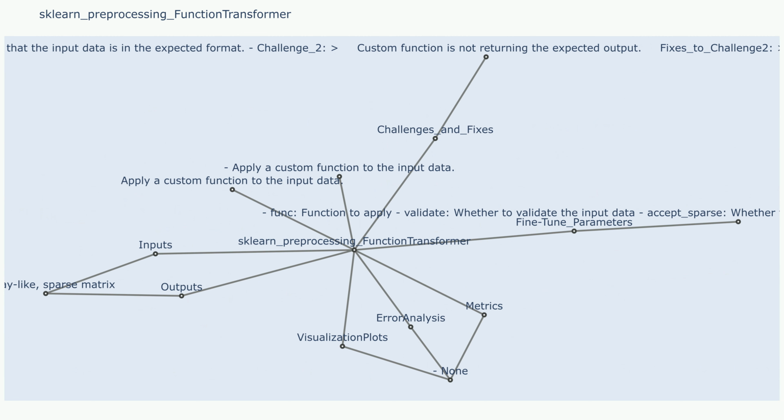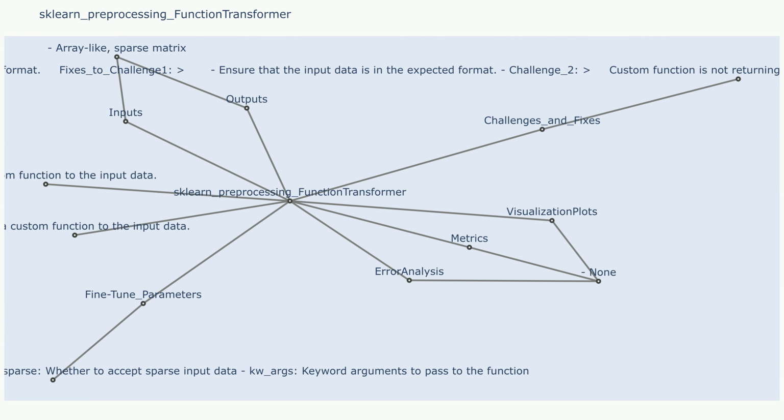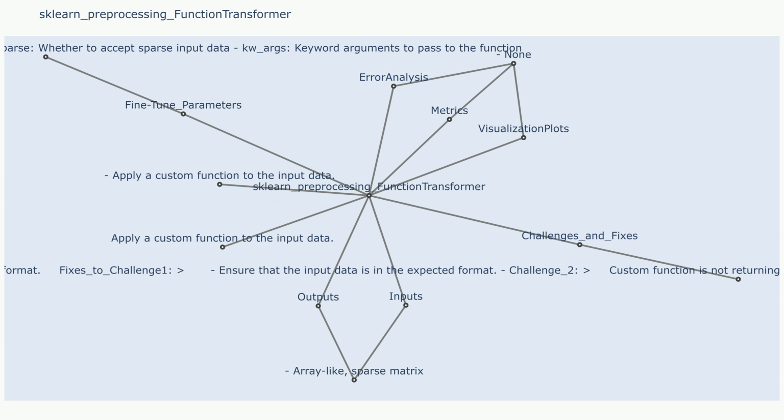check_inverse. This parameter checks if the inverse function, if defined, is valid. If set to true, the default, it will verify that the inverse transformation correctly restores the original data. kw_args. This parameter allows you to pass additional keyword arguments to your custom function. Uncertainty methods. Function transformer doesn't offer uncertainty quantification methods. Uncertainty would be tied to the function you are using and any related methods it might have.